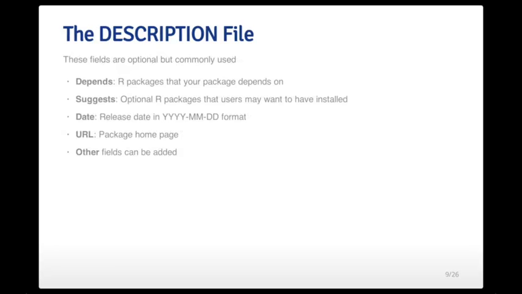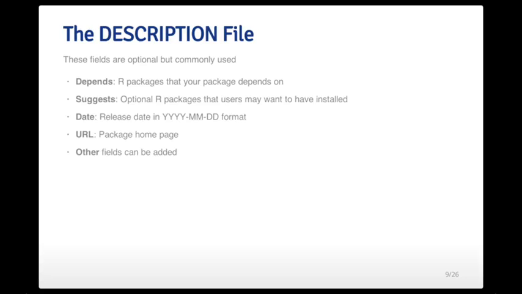Other fields that you can put into the description file that are optional but are commonly used are depends, and this is a list of R packages that your package will depend on. So often, if you're writing R code, you will use code from other packages, and that needs to be listed here in the depends field. Suggests is another list of R packages that you may want the users to have installed, but are not strictly essential to running the R code.